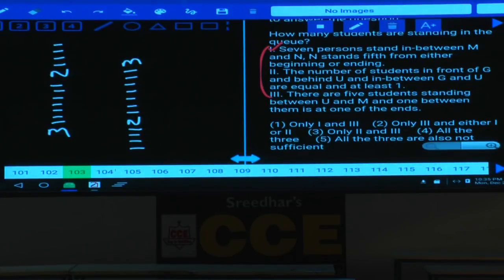Then coming to condition number 3, there are 5 students between U and M. Between U and M, how many persons are there? There are 5. And 1 of them is at one of the ends. Now let us take for example M is at this end. If M is here, 5 persons between U and M. 1, 2, 3, 4, 5, U will be at this place. Now U can be at this place, 5 persons between M and U. Now I have fixed M at this corner.